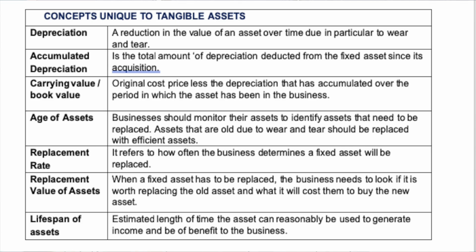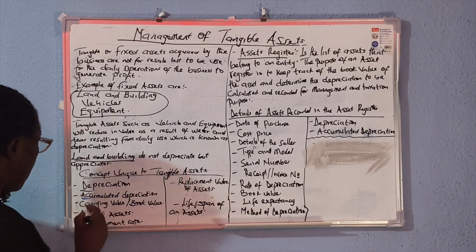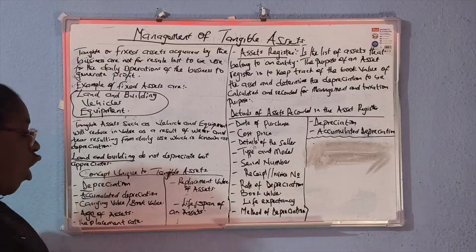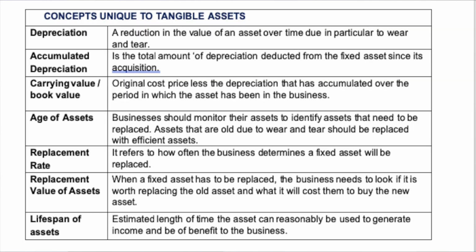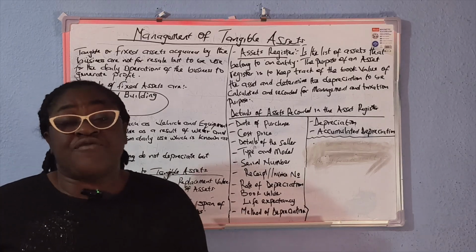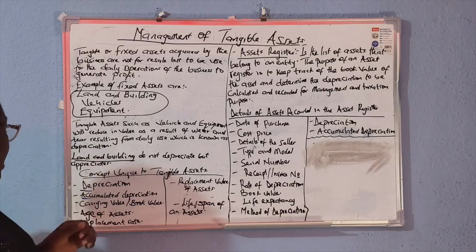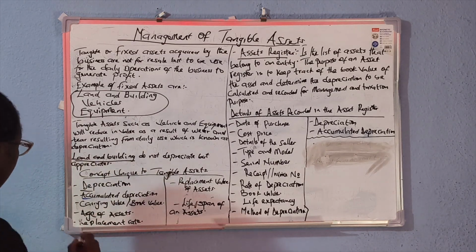And how do we get that? I said the cost price minus its accumulated depreciation. Then we talk about the age of an asset. Every asset has its age. If you have used an asset for 2 years, then you say this asset is 2 years old. An asset can be 5 years old. So the number of years we have used the asset will be the age of the asset.